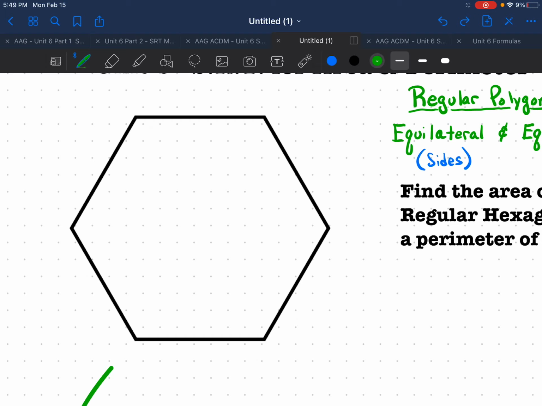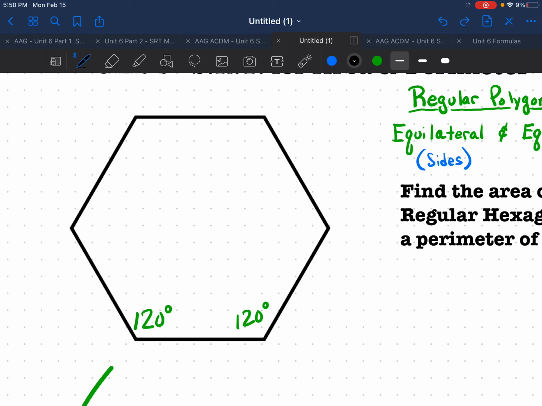In any regular hexagon, all 6 sides are the same, all 6 angles are the same, right? Now, in any regular hexagon, all of the angles are 120 degrees. I can go all around this figure, but I'm going to save some time. We're not going to learn this whole new, extravagant formula. What we're going to do is this.